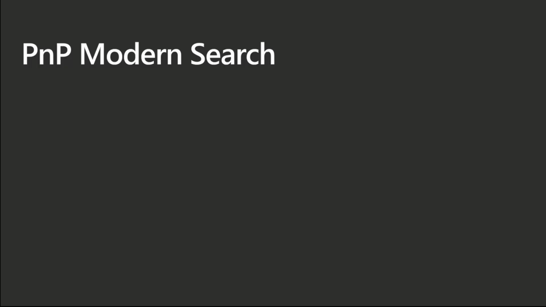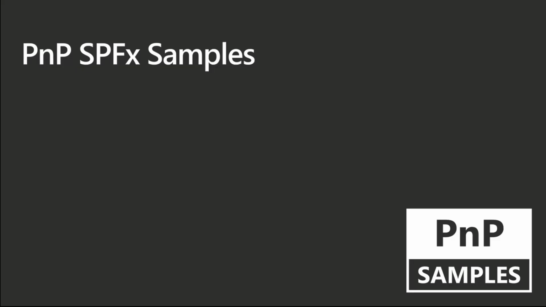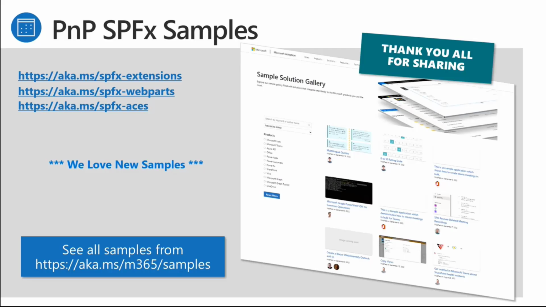Okay, moving on to PnP Modern Search. So a new release, 4.8.0 beta for September 2022. Thank you to Emily K, Dave, and Paolo for getting involved in there. There's support now for actionable adaptive cards, and again, check out the release notes for all the details on that as well.